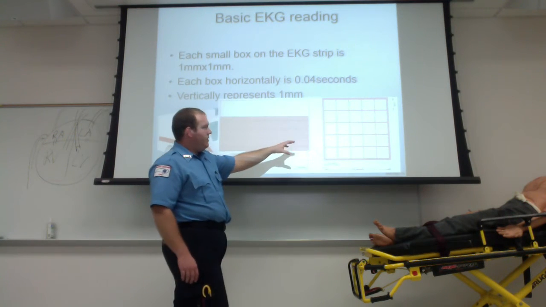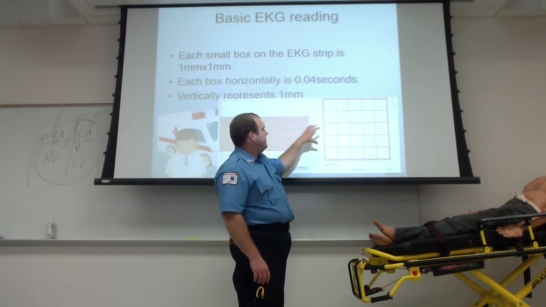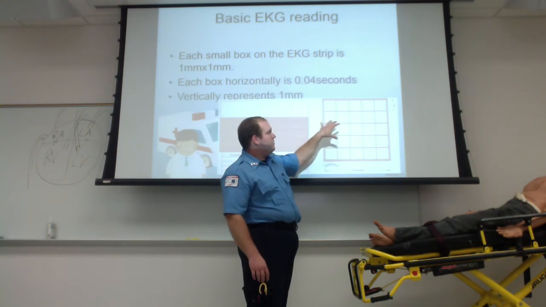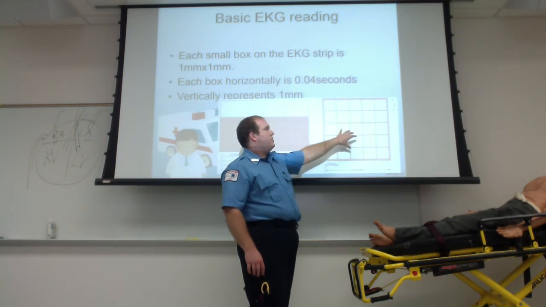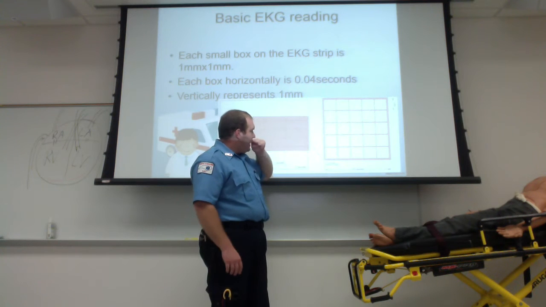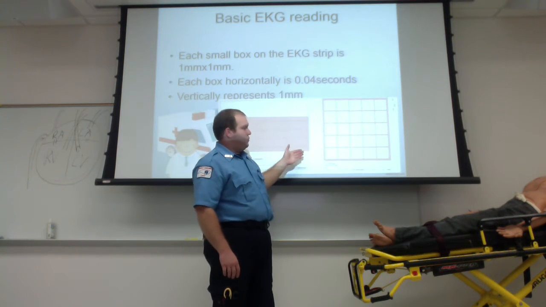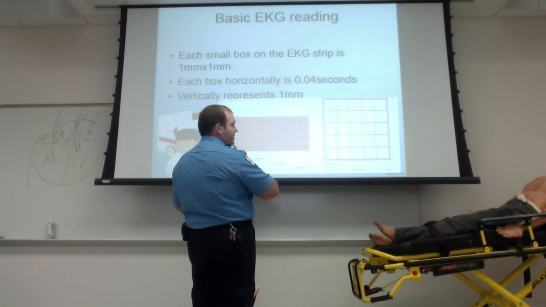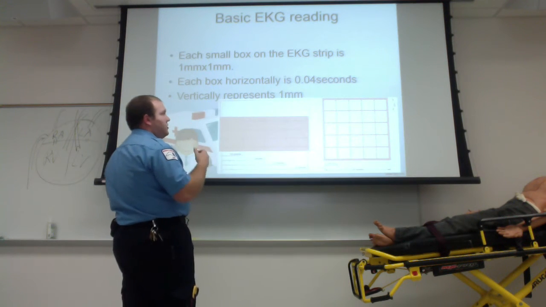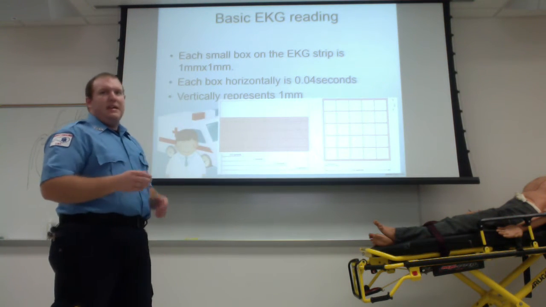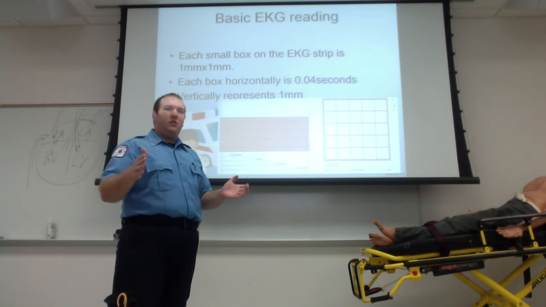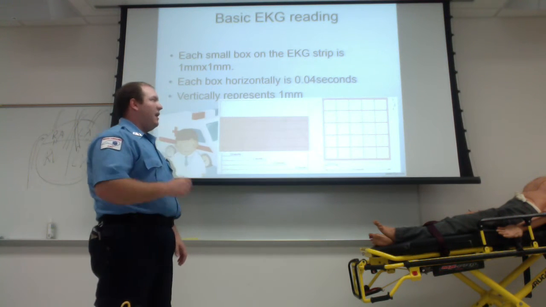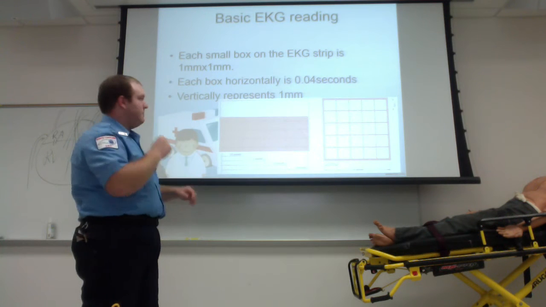Zoom into it a little bit here. Each strip is broken down into smaller boxes, which are then broken down into even smaller boxes. Each of the very small boxes is 1 millimeter by 1 millimeter. When you look at it, 1 millimeter horizontally is equal to 0.04 seconds. You use that to determine how fast or slow your heart rate is, and how long each portion of the heart takes to beat.